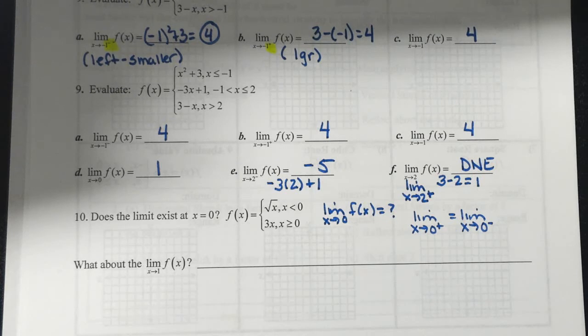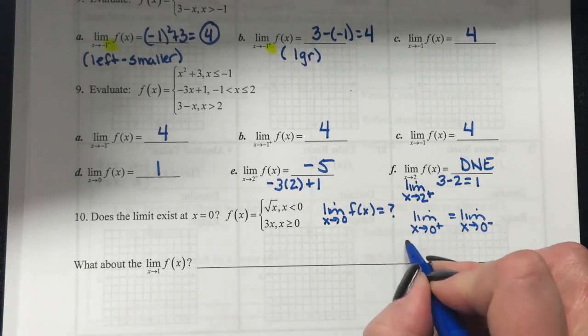So first of all, when I'm coming from the right, I'm looking at x values slightly larger or slightly smaller? Larger. So x values greater than 0 is the second part of my piecewise function. So when I plug 0 in for x, what is 3 times 0? 3 times 0 is just 0.